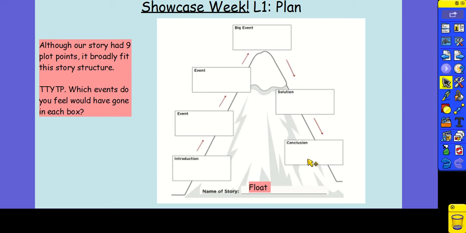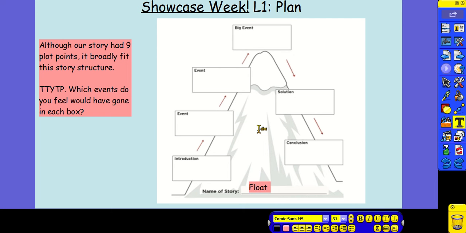However, it did fit the same structure as the story mountain. So what I would like you to do now is to pause this video for 1 minute and have a little think about which events in the story Float you think would have fitted into each of these boxes. Pause the video and have a think now. Okay, welcome back. I hope you've had a little think about which events you think go into each box.